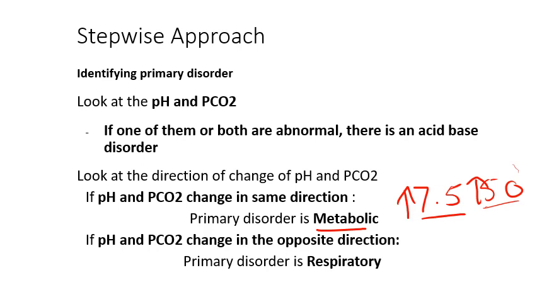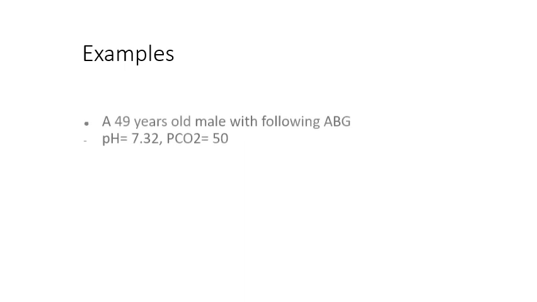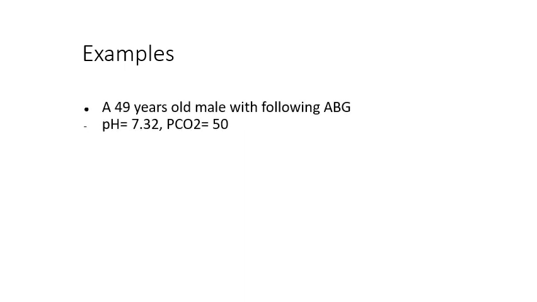So let's look at a few more examples. We have a 49-year-old male with the following ABG, pH of 7.32 and PCO2 of 50. So the pH has decreased as compared to normal value and the PCO2 has increased as compared to normal value, which tells you that it's a respiratory disorder.